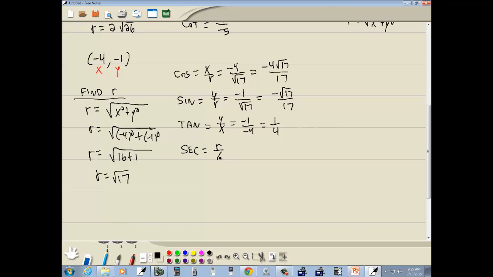Secant is going to be r over x, which is the cosine flipped. So we'll have square root of 17 over negative 4. Cosecant is r over y, which is sine flipped, the reciprocal of it. So that'll be square root of 17 over negative 1, or negative square root of 17. And cotangent is going to be x over y, and it'd be a tangent flipped, the reciprocal of it. Well, 1 over 4 becomes 4 over 1, or simply 4. And those would be our answers.